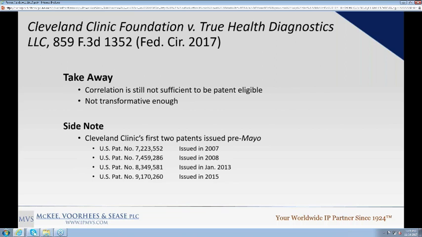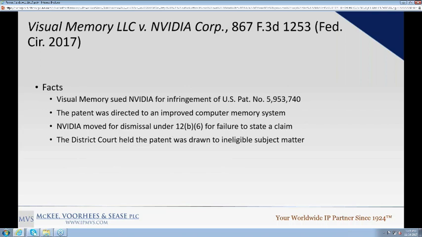Technically they're considered valid until found invalid, but really after the Mayo decision, people might have questioned that a little bit, but they were trying to find a way to argue that, and the court said, no, it's not transformative enough. So you've got to have more than just claiming a correlation and administering something based on it.